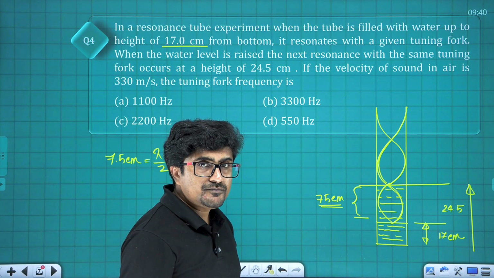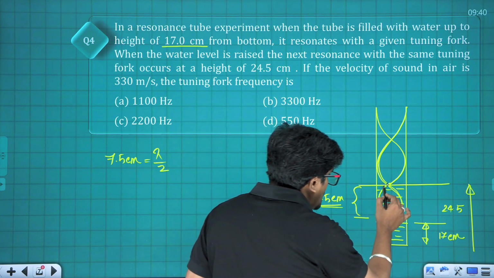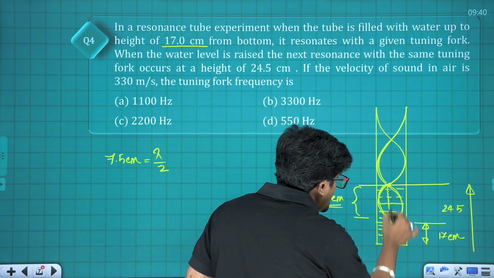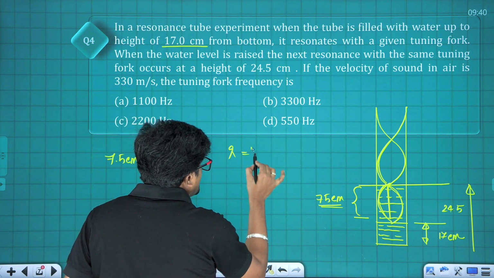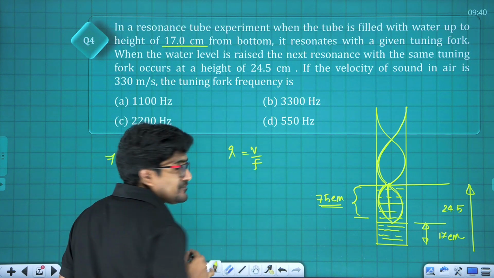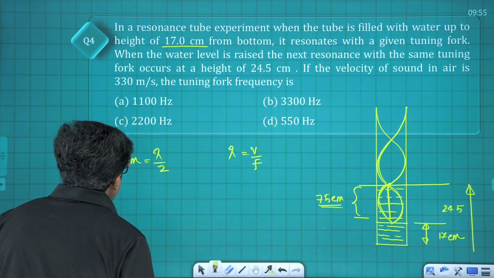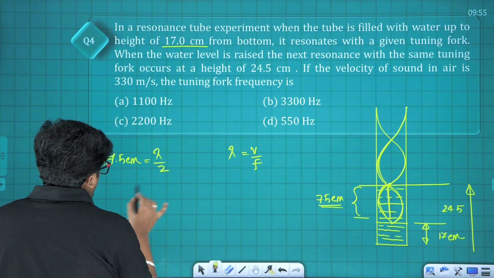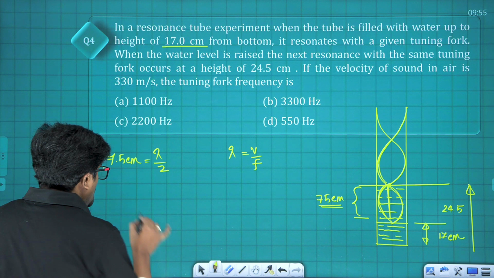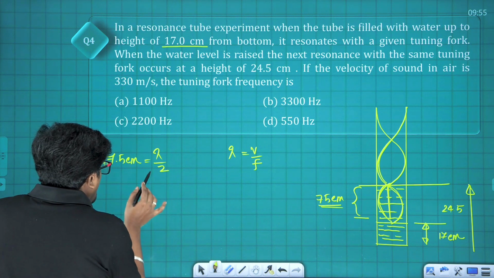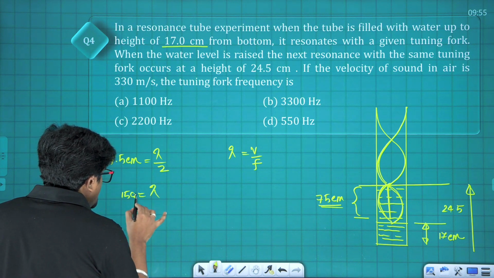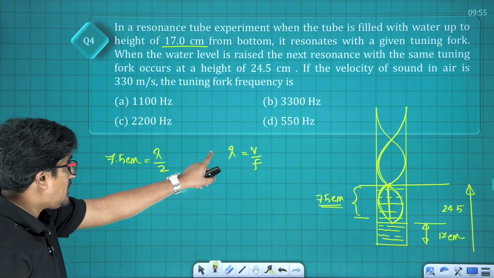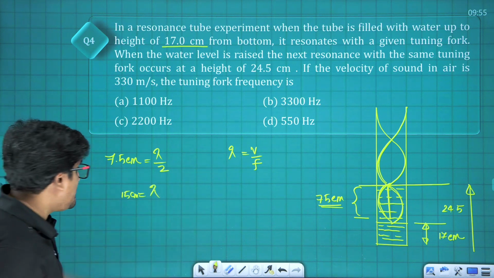Is that fine? Because this part is lambda by 2. This length is equal to lambda by 2. Now the same relation, lambda is equal to V upon F. Now this can be written as 7.5 into 2, that is 15, that's equal to lambda. I mean here this is 15 centimeter. Lambda equal to 15 centimeter. And lambda is V by F.